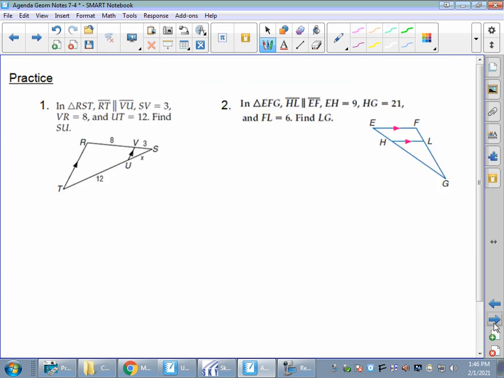So I think I've got a couple examples. Why don't we just do the first one? In triangle RST, RT is parallel to VU. It says it in the directions. It also says it on the diagram with my arrows. SV is equal to 3, already labeled. VR is 8. UT is 12. Find SU. We all know we put an X somewhere when we're looking at that.